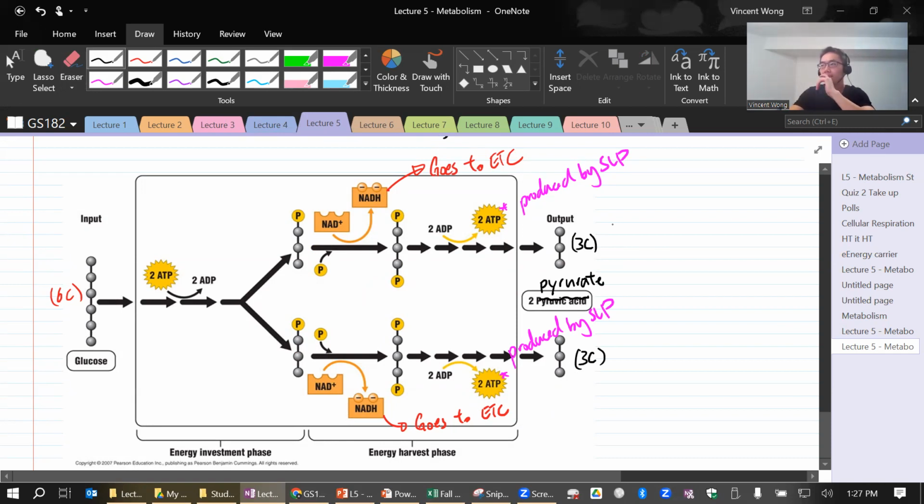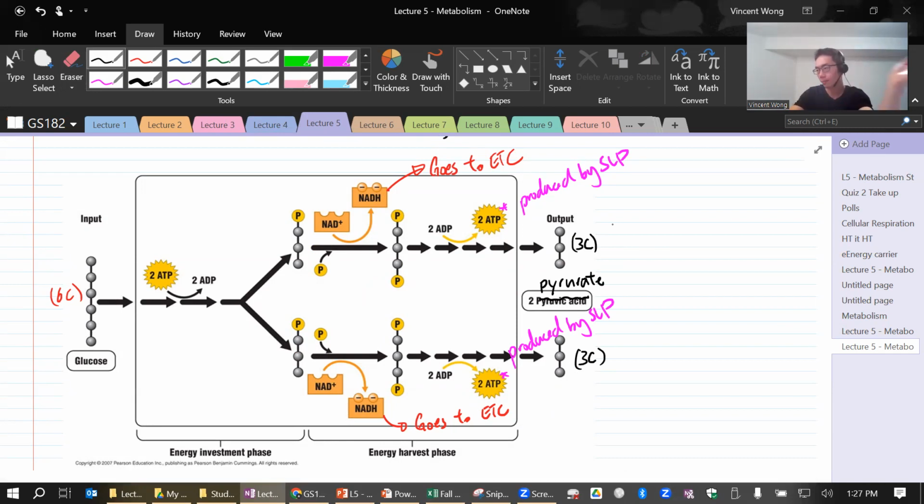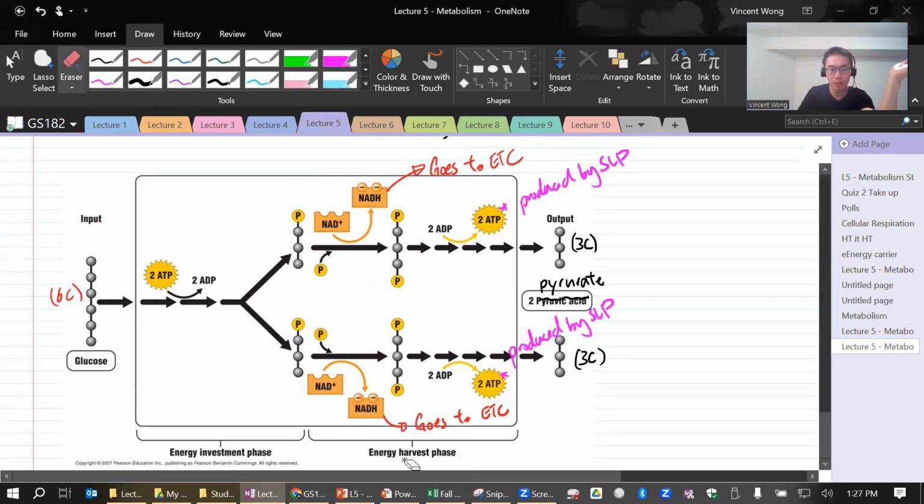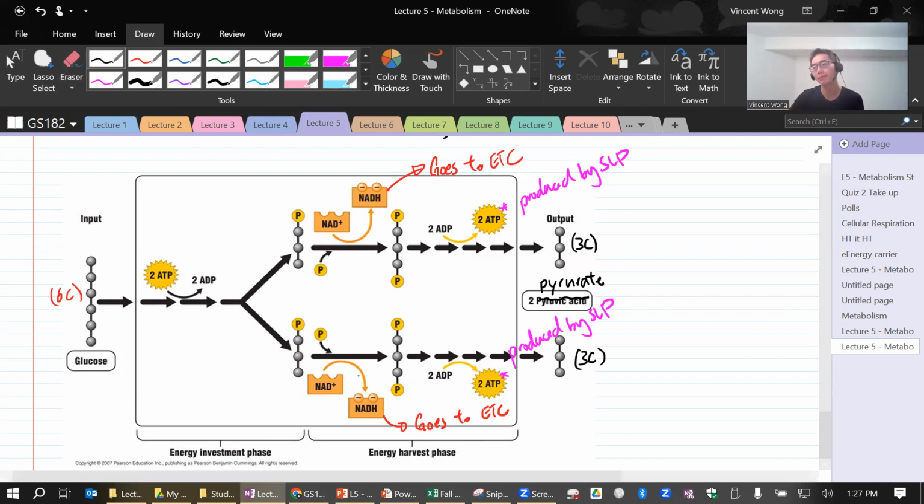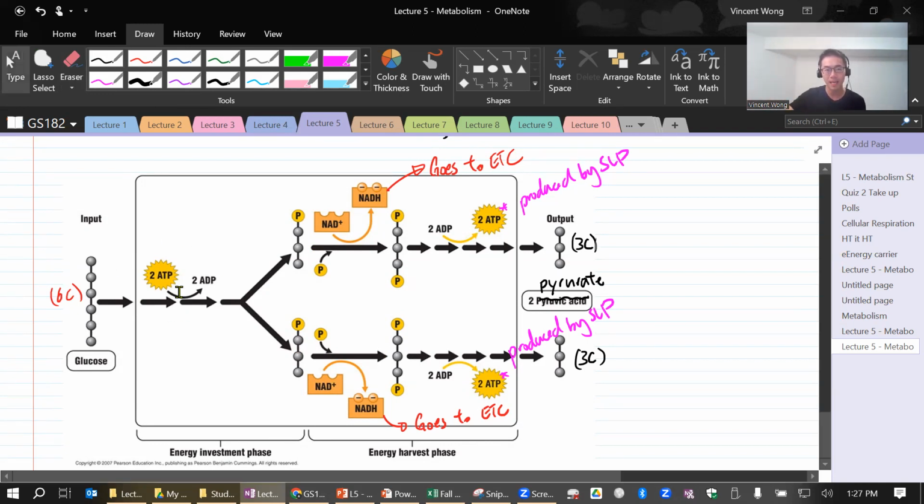That's all. This is the energy yielding phase, the energy harvest phase. This means the same thing: you're producing energy as opposed to spending. You've probably heard the phrase, it takes money to make money. If you want to invest money at the bank, they will pay you interest, for example. That's what happens here. You invested some ATP, you're going to get some ATP back.